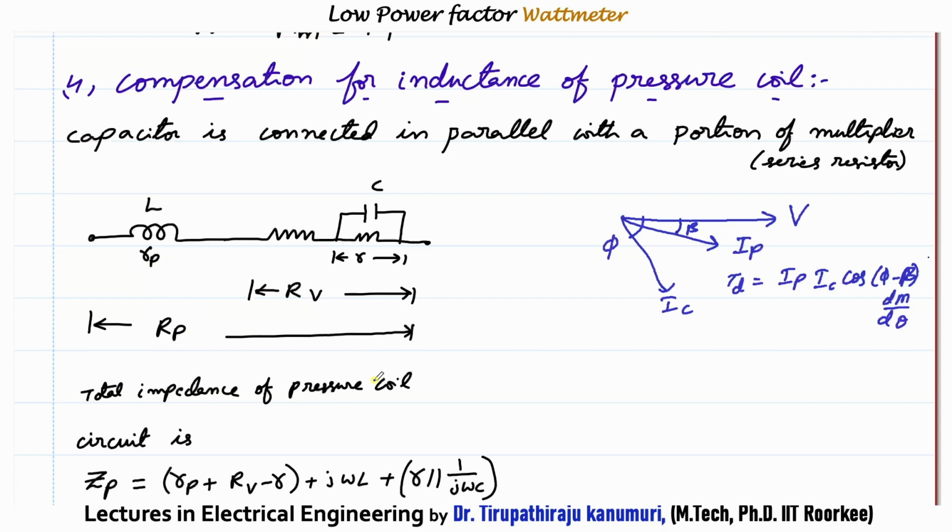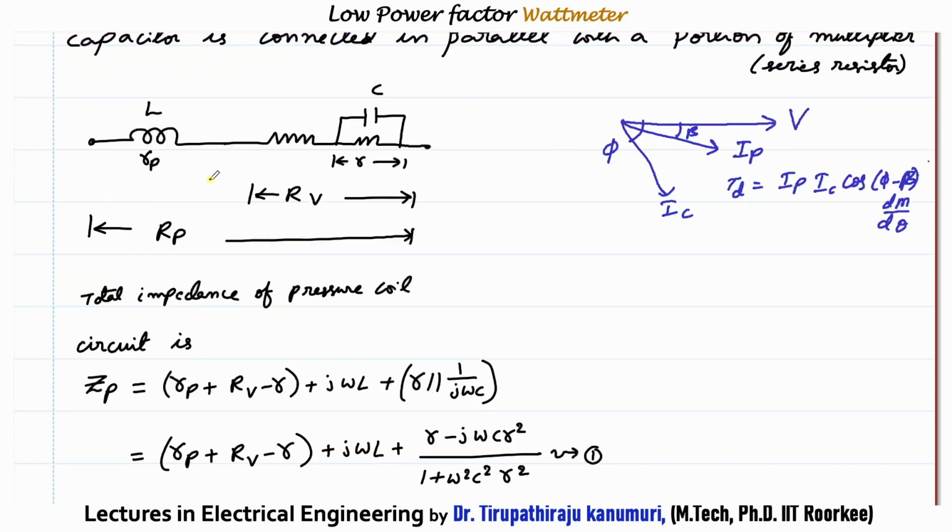So now the total impedance of this circuit, Z, I can write as the combination of resistances. What are the resistances that are there? One is Rp. Second one is Rv minus R, because I am taking up to here, plus there is a parallel combination of R and C, and due to this inductance, there will be j omega L.